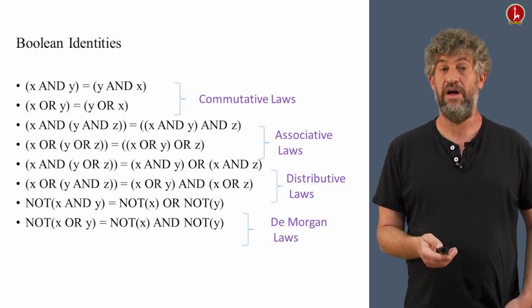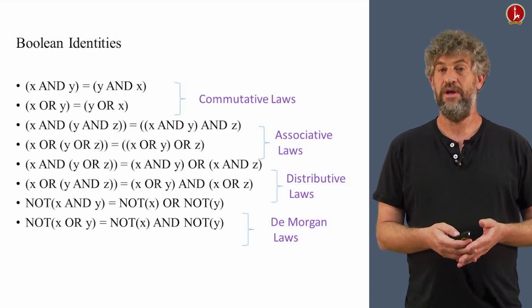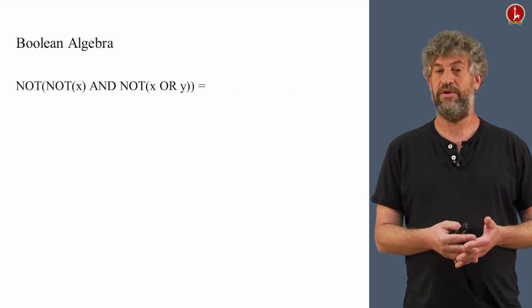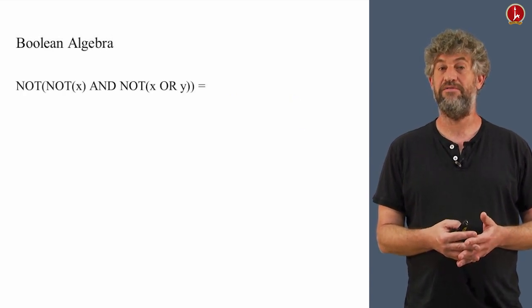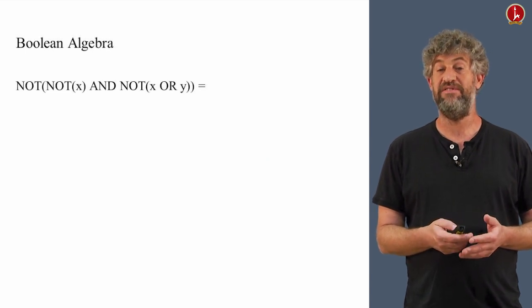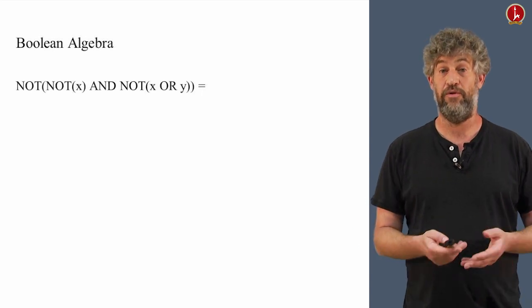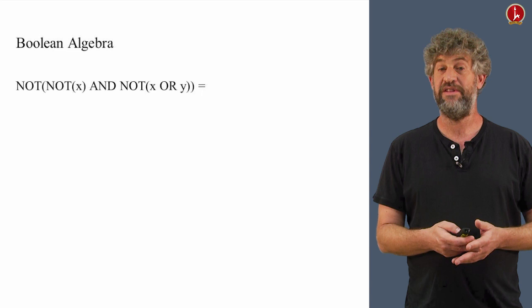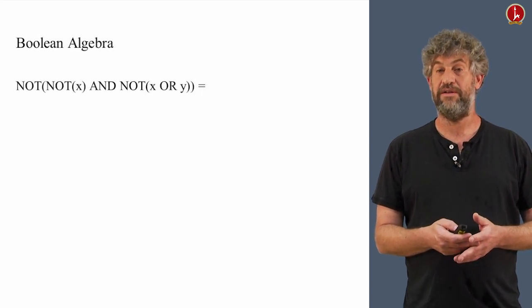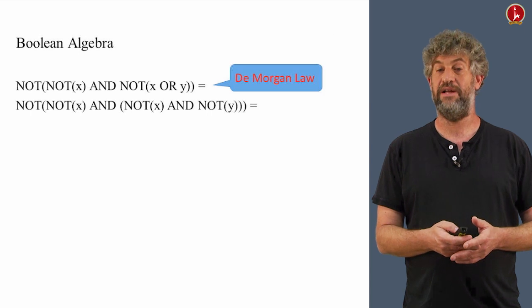Now, there are a bunch of other laws, and we can use them to actually do manipulations on Boolean algebra. So, for example, once we have a formula, for example, the formula that you see here, not of (not x and not x or y), it could be any other formula, we can now start applying some of these identities to change its form, to simplify it, or just to bring it into a different format. So, for example, the first thing we can do here is look at the last sub-expression, the not of (x or y). We can use De Morgan law here and basically convert it to not x and not y.